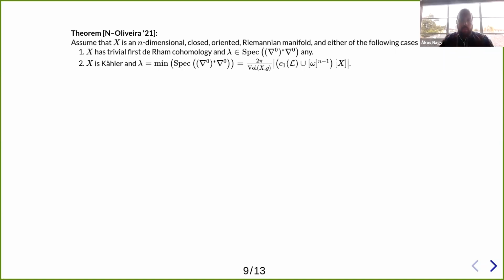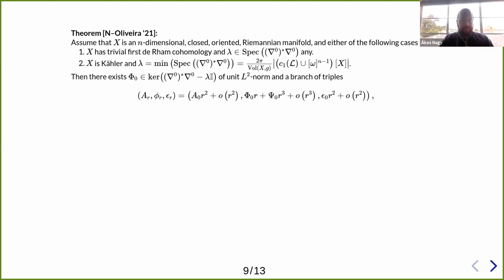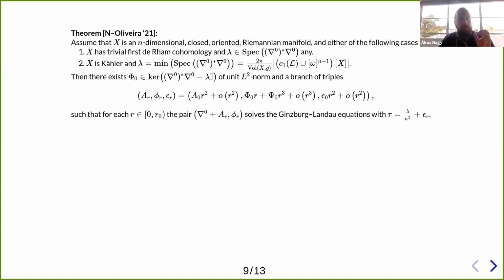So if you're in either one of these cases, then we can produce solutions through Lyapunov-Schmidt reduction. More concretely, there will be a phi null in the lambda eigenspace of nabla star nabla of unit length, and a corresponding branch of triples, A, phi, and epsilon, that looks like this. Your one form A, there's a parameter r, which parameterizes the branch. The one form starts out quadratically. The field starts out linearly in the direction of capital phi null, and then there's a cubic correction and lower order terms, and epsilon starts out quadratically. So in every sense of the word, for small r, you're close to a normal phase. And for every small r, this nabla null plus A and phi solves the Ginzburg-Landau equations for tau not exactly lambda over kappa squared, but lambda over kappa squared plus epsilon r.